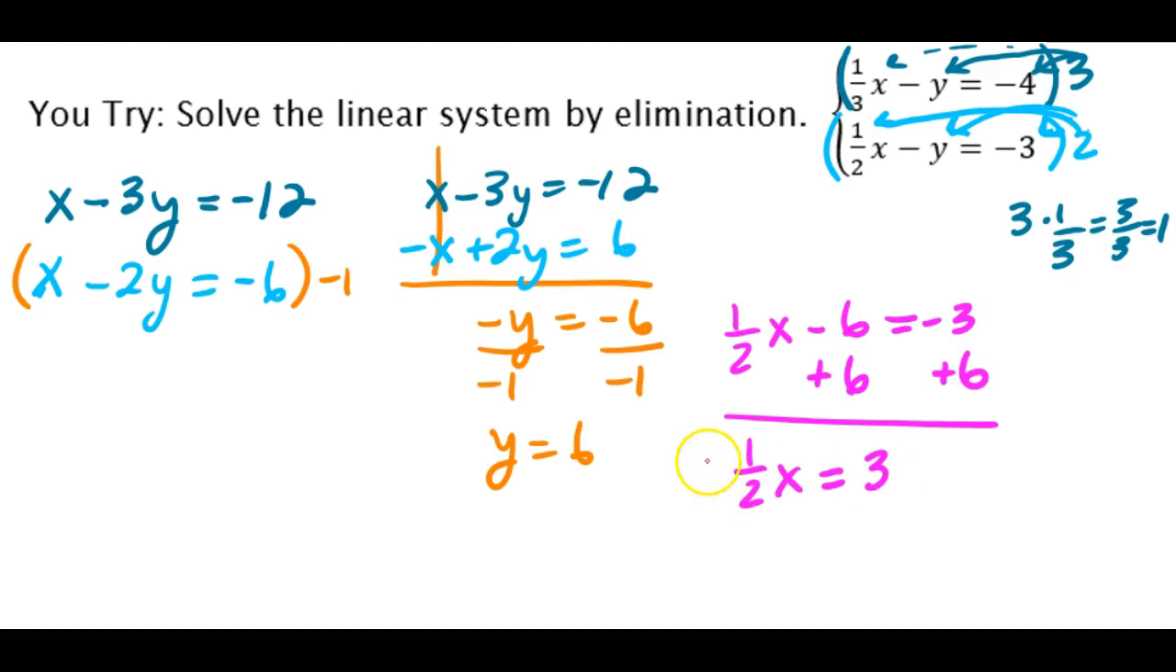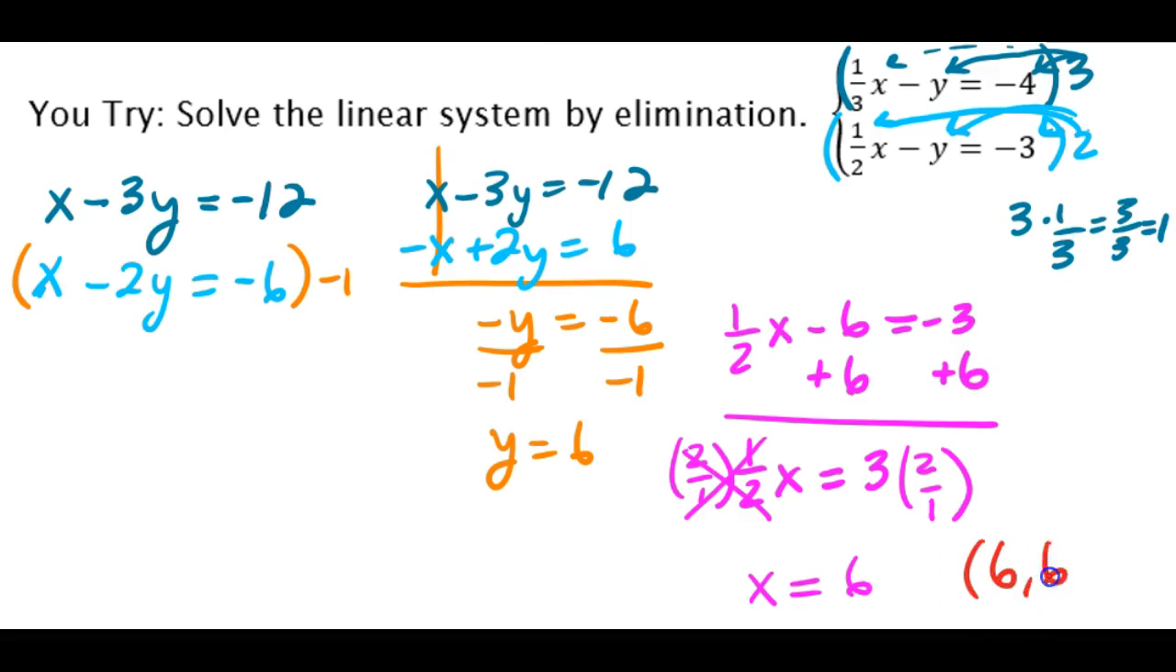And then to get rid of this 1/2, I'm going to multiply by the reciprocal. So I'm going to multiply by 2 over 1 on both sides. So those cancel. And then 3 times 2 is 6, and I don't need the 1 anymore. You could put the denominator there, but you don't need it. So final answer, both of my values were 6. So my final answer is the ordered pair 6, 6.